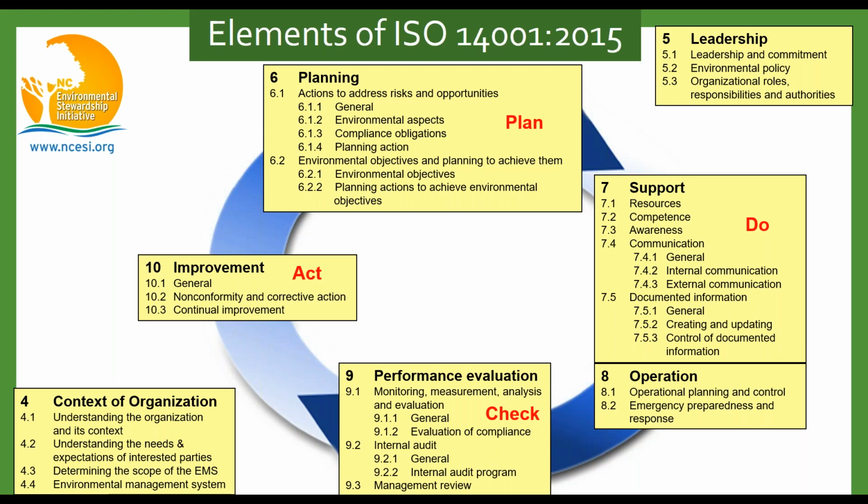And then finally, you've got improvement. So this is your ACT section. And there you're looking at your corrective action system and the general continual improvement statements. And then you start the whole process over. It's circular. You keep doing this cycle over and over, and eventually you should have continual improvement.